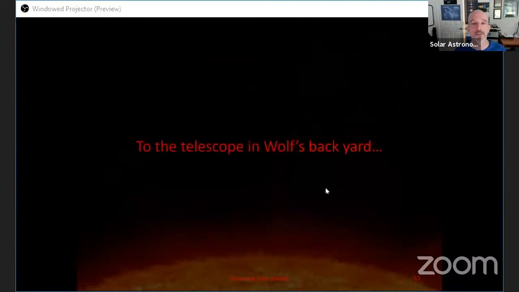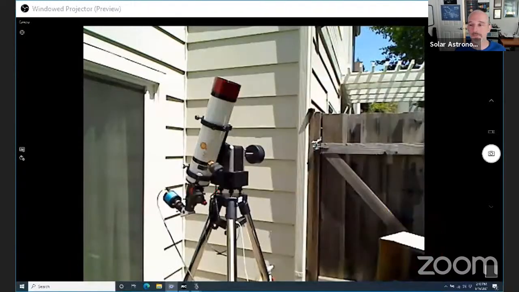So let's actually try that, right? Let's go visit my backyard again. Okay, so we're still seeing the telescope that you saw earlier. This telescope has been moving all this time tracking the sun. So the mount, the thing that the telescope is attached to, knows where the sun is supposed to be in the sky and is actually following it. So let's see how well it's done that. Let's switch to the live view.